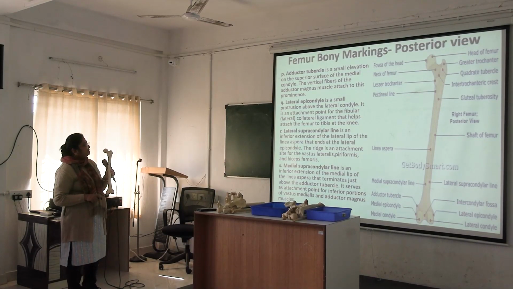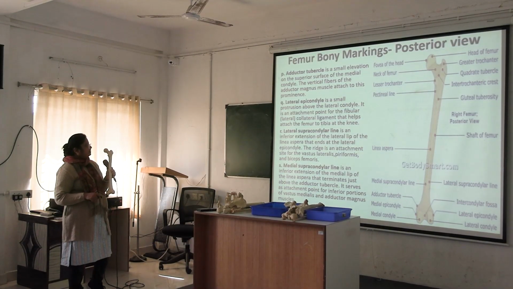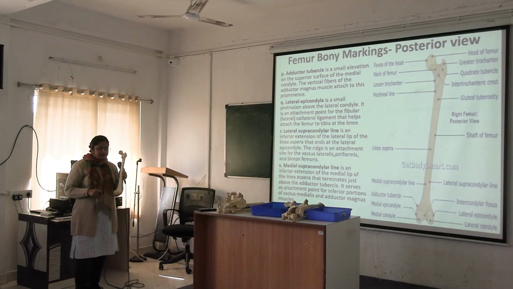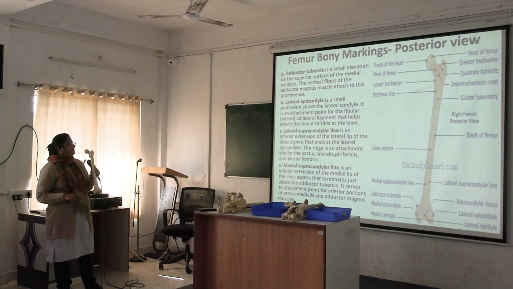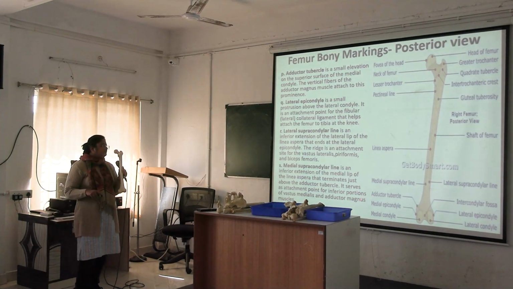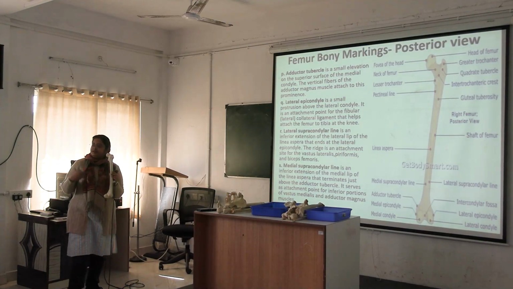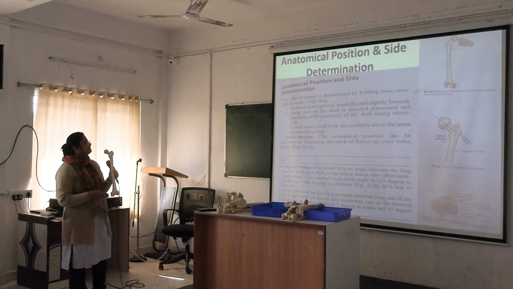Next is medial supracondylar line, this one. It is an inferior extension of the medial lip of linea aspera, terminates just above the adductor tubercle, and serves as an attachment point for the inferior portion of vastus medialis and adductor magnus. We have discussed their attachments.